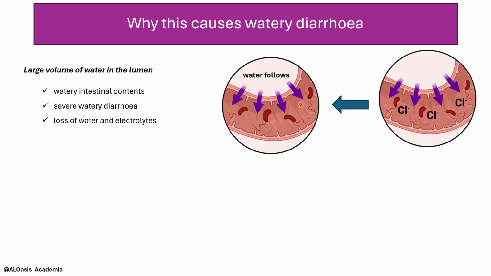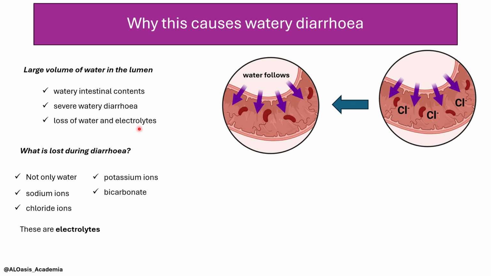When the water enters the lumen, it's not only the water that enters the lumen, it's also other electrolytes. So what do I mean by electrolytes here? I mentioned it in the last video, but we will cover it again here. You need to understand what exactly is lost from the body during diarrhea. Many students think that it's only water that is lost during diarrhea, but that's not true. You're not only losing water, you're also losing electrolytes. Electrolytes can be things like sodium ions, chloride ions, potassium ions, and bicarbonate. All these substances or molecules are electrolytes.